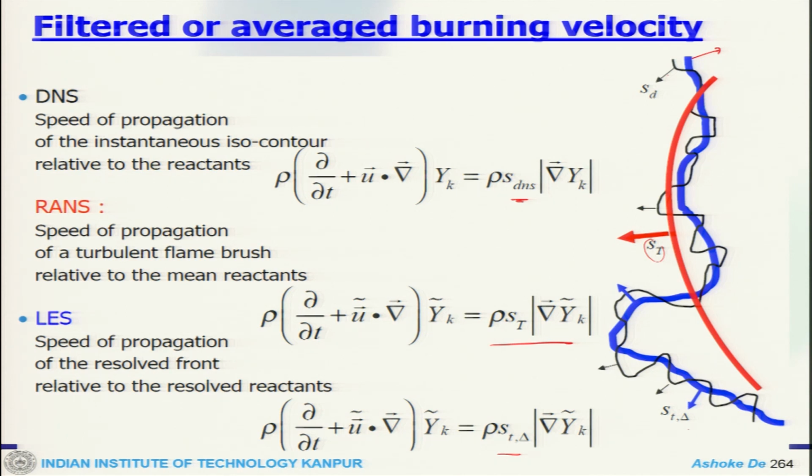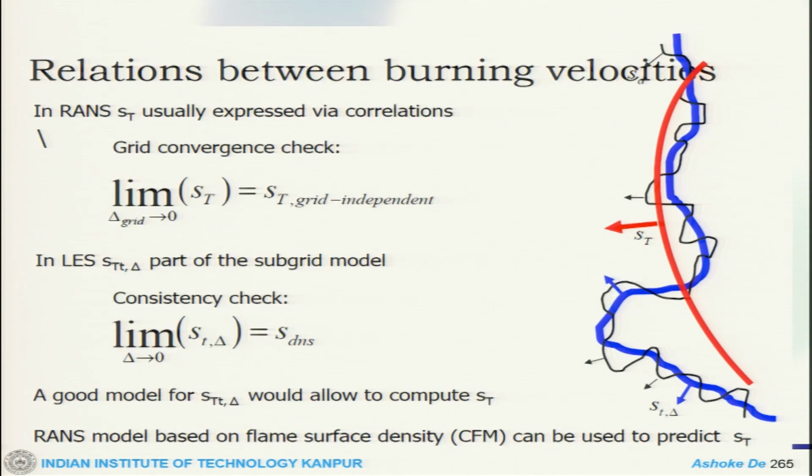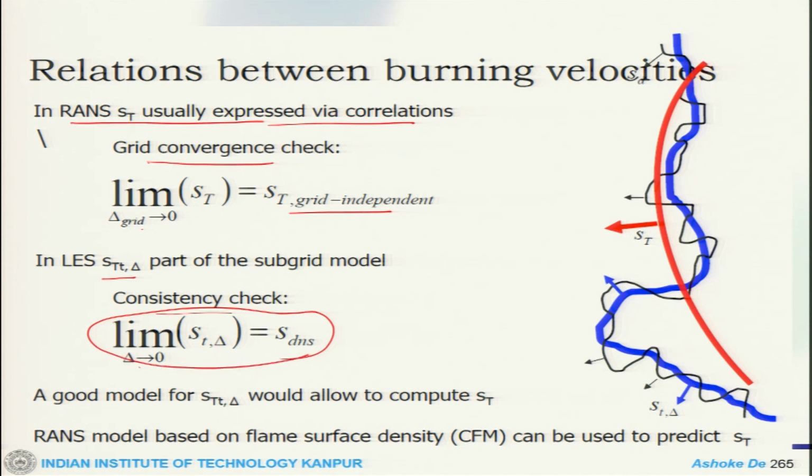And we have already seen there are different kinds of correlations which are available. The relationship between these is that in RANS, ST is usually expressed by a correlation in the RANS constant, and when you look at the grid convergence test, as the grid tends to 0, this would be grid independent. But in LES, ST delta is part of the subgrid scale. So, the consistency check is that when delta tends to 0, it should go to DNS. So, that is where it is important. That means they are consistent in nature, so that you can use this. So, a good model for ST delta would allow computing ST, and a RANS model based on flame surface density can be used to predict ST also.